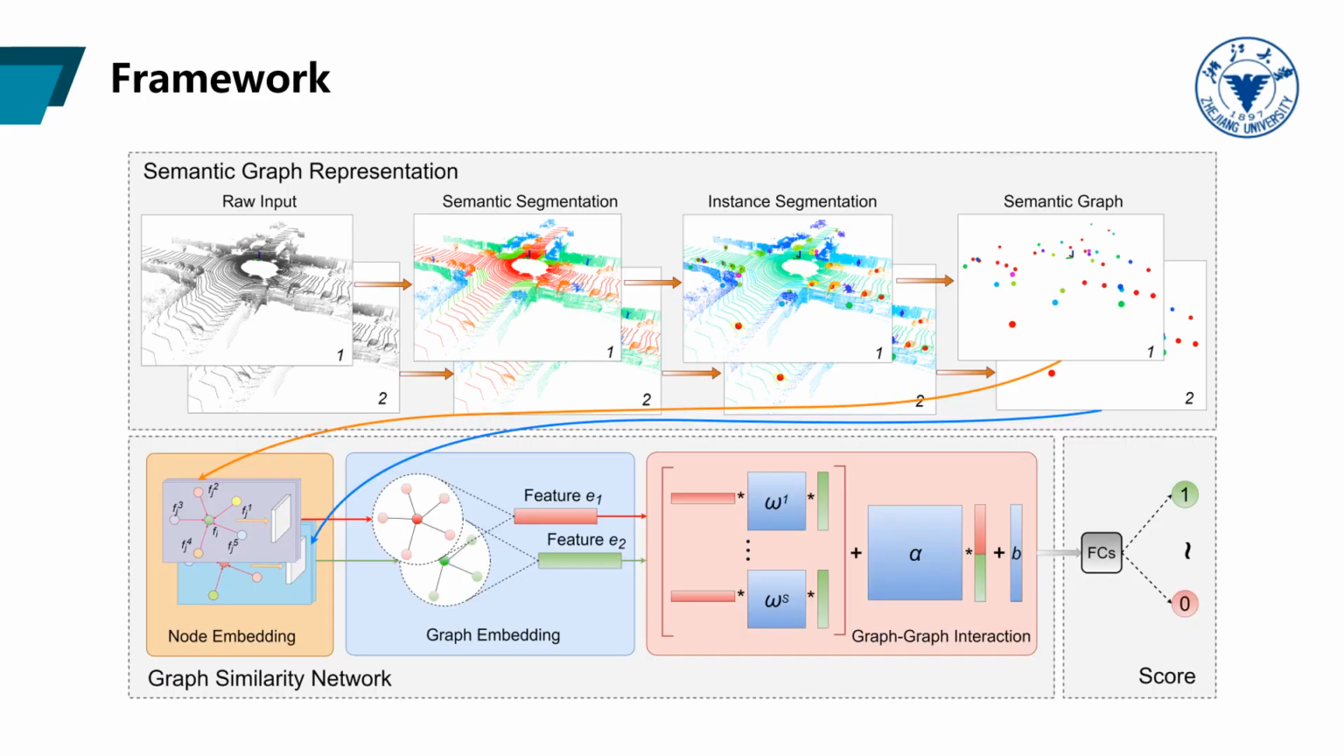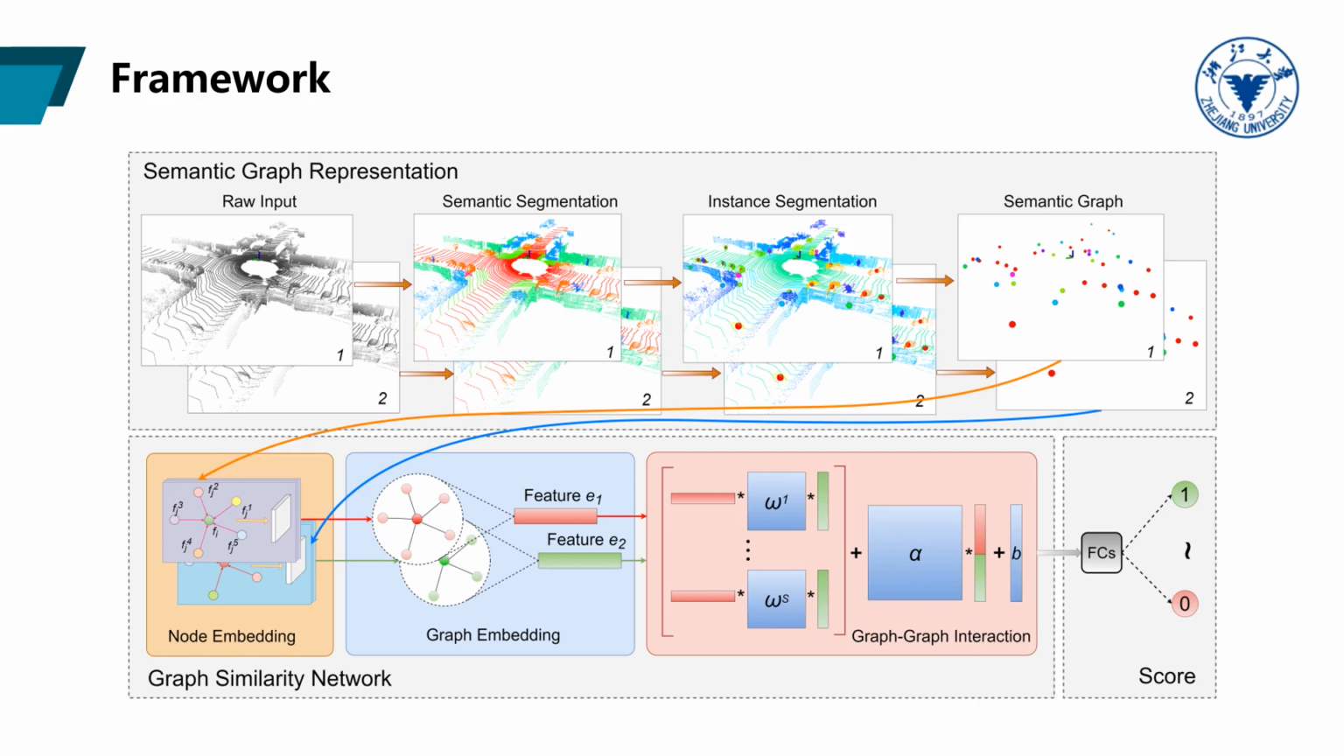This is our framework. It consists of a semantic graph representation and a graph similarity network. In the graph representation part, we first adopt off-the-shelf methods like RangeNet++ to get the semantic segmentation results, and then get instances by clustering each semantic object. Finally, we convert semantic instances to a semantic graph.